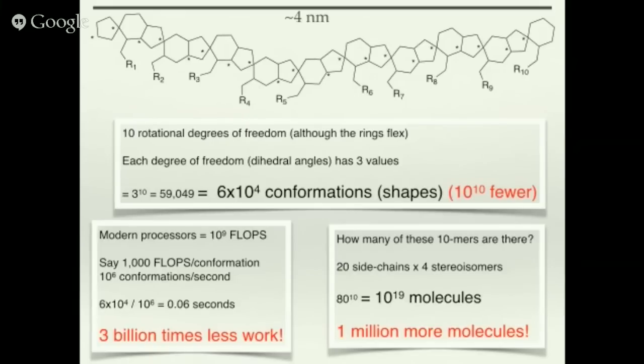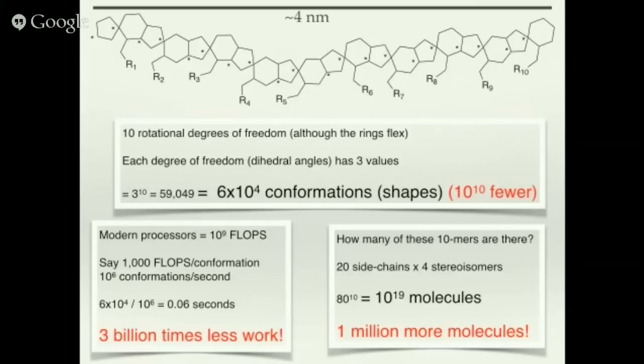Well, for one thing, it massively reduces the number of conformations, shapes that it can adopt. You're down to like a few thousand. All right, so 10 to the 10th fewer shapes that it can adopt. The amount of time that it takes to build every possible shape is now 0.06 seconds. So it's 3 billion times less work to build all the shapes that this molecule can adopt. Pretty much it's a rod, and the side chains, those R groups that are hanging off, they flop around a little bit. And how many of these 10-mers are there?